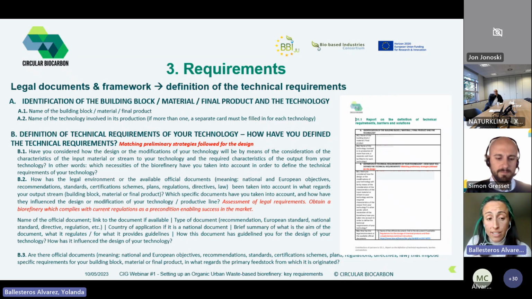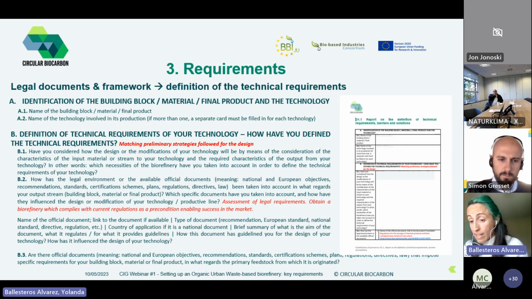Also within that category B, the cards go deep into what are the legal documents to which the partners have looked in order to come up with the final design of a given technology.